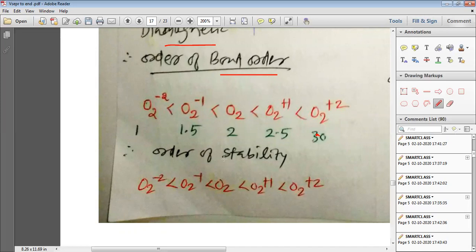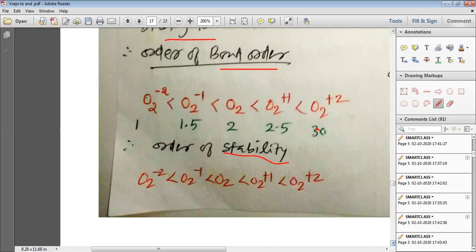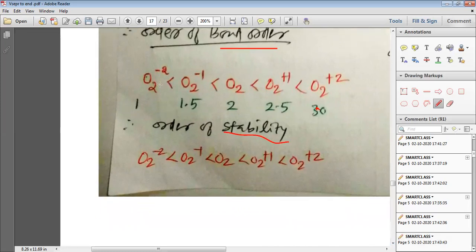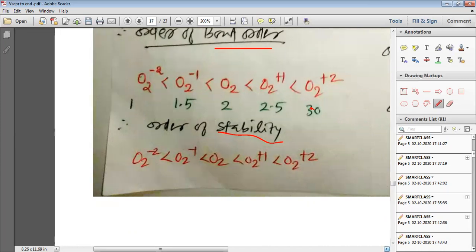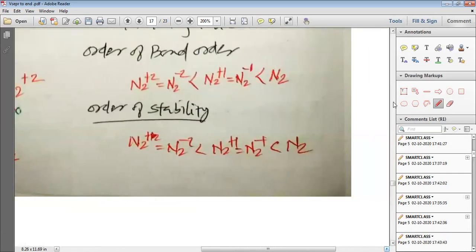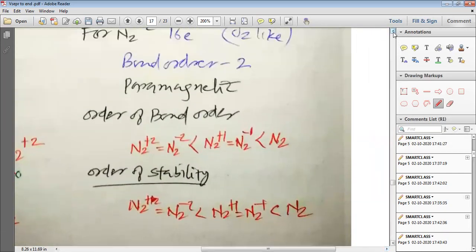But we know that bond order is directly proportional to the stability, and that is why we can say that O2 minus 2 is less stable than O2 minus 1, O2 minus 1 is less stable than O2, O2 is less stable than O2 plus 1, and O2 plus 1 is less stable than O2 plus 2. That is what we can predict according to the molecular orbital theory.